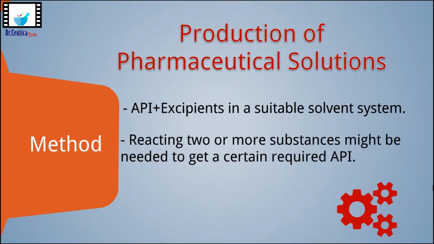We put the API with the other additives in a suitable solvent system and dissolve them. Or sometimes we might need to react two or more solutes with each other to have the version of the API we want to use. In other cases, we might do some other steps before getting into the dissolution one, depending on the type of the solution, as we will see with the syrups next.